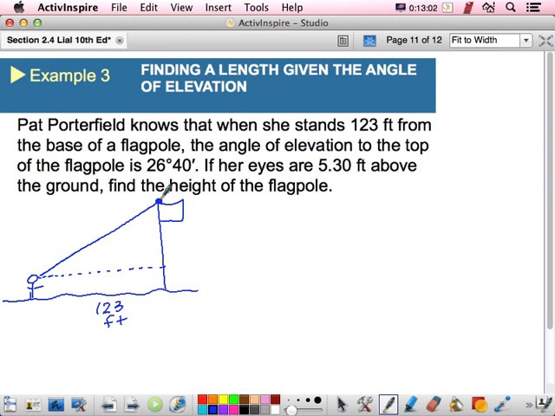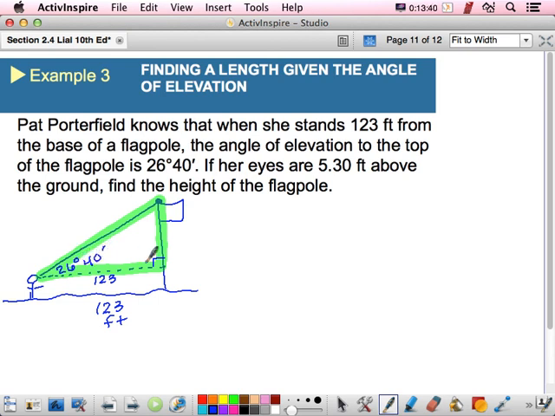The triangle in question is this one. There is your triangle, not the big one. She's not looking from down here. It's this one right here. That's the one she's dealing with. We'll talk about what else is going on in just a minute. How far is it from here to here? 123. That one's also 123, which is good. Do I know how far it is from here to here? No. Do I know the angle? Yes. I know this is 90, right? Do I know this angle? 26 degrees 40 minutes.